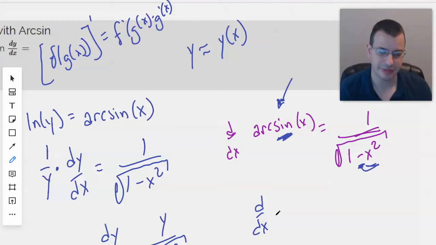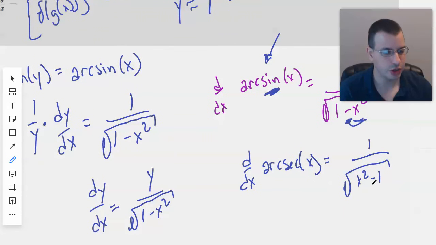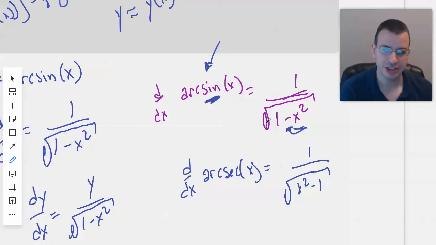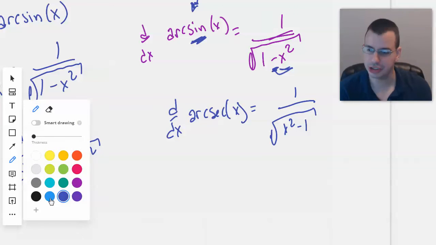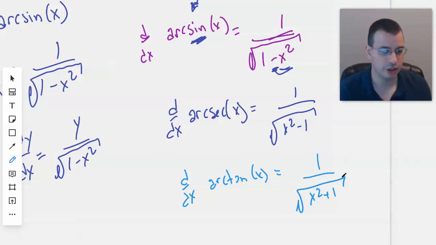Then the other one you have, I should have changed colors. Secant of x, I remember it as the other one. You get the square root of x squared minus 1. So the minus sign is with the x for arcsine, and secant has the minus sign with the x squared. And secant is 1 over cosine. Then you get d/dx of arctangent of x, and I just remember that these two are added. The square root of x squared plus 1.